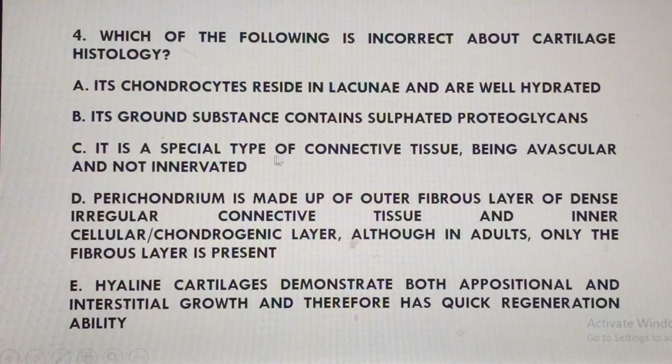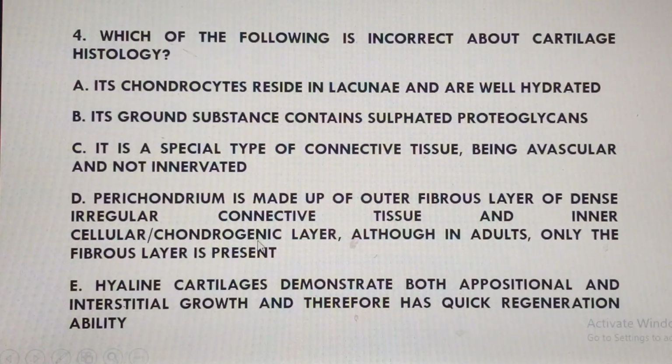Option D says perichondrium is made up of an outer fibrous layer of dense irregular connective tissue and an inner cellular or chondrogenic layer, although in adults only the fibrous layer is present. Yeah, that's a very true statement. In the juvenile perichondrium, what we find is that it's going to have an outer fibrous layer of dense irregular connective tissue, no problem, and an inner chondrogenic or cellular layer.